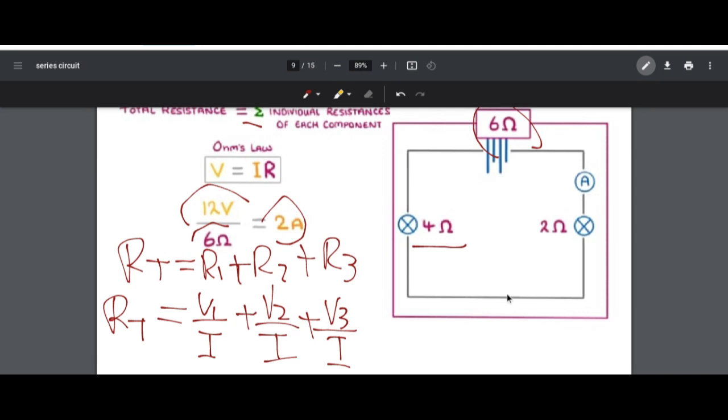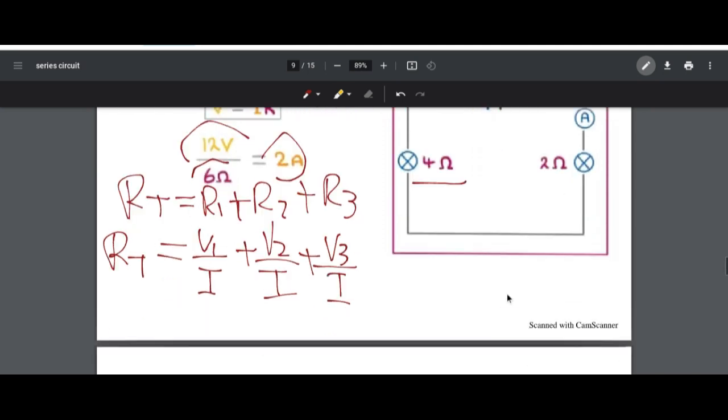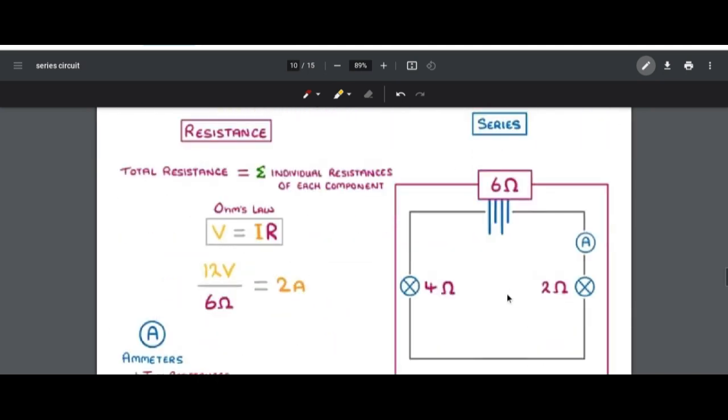The next thing we need to look at is how to calculate the voltage across a single component in a circuit. We just worked out that the current in the circuit is 2 amperes. And remember that with the current, it doesn't matter whether you're looking at the circuit as a whole or at an individual component. That doesn't matter. Okay?